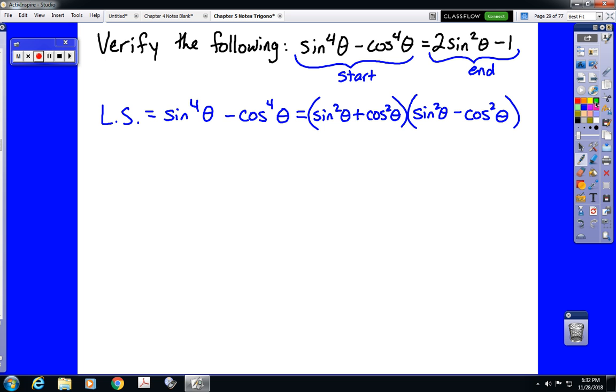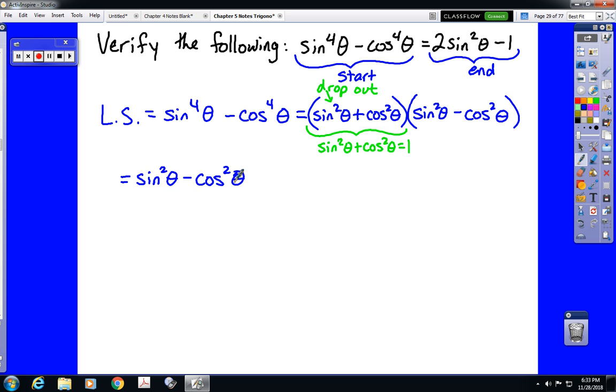Now I know what you're thinking, how does that help me? How does that make things any better? Well, sine squared plus cosine squared is one of our Pythagorean identities. That equals 1. So this expression will drop out. Why? Because if this is 1 and I multiply it by anything, I'm left with anything. So that will drop out and leave sine squared theta minus cosine squared theta.